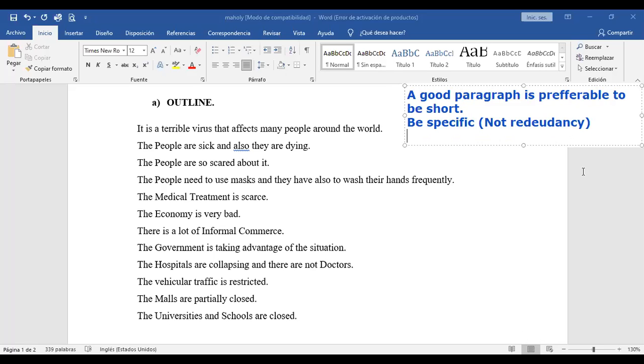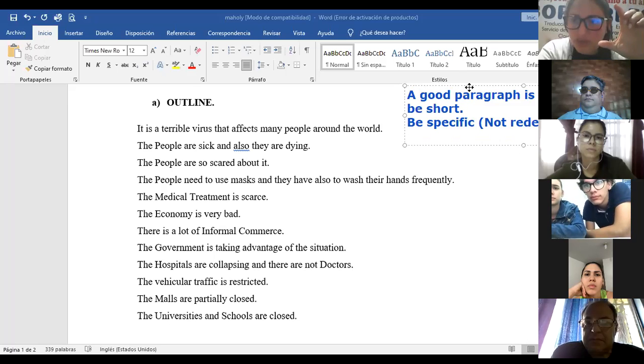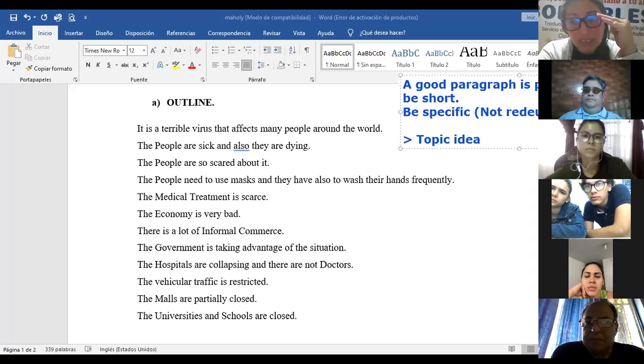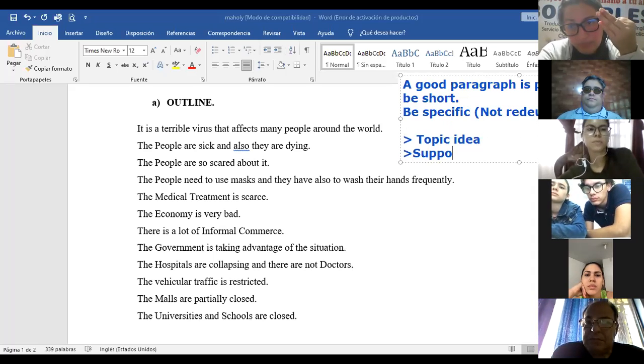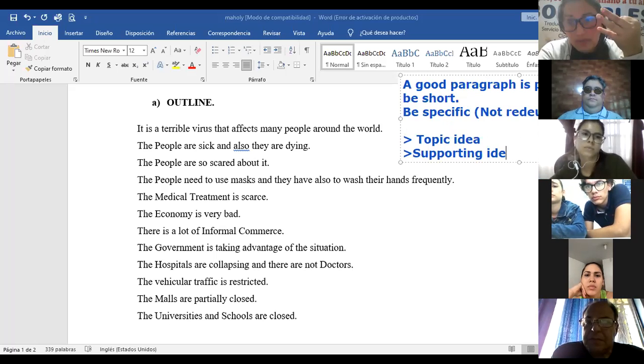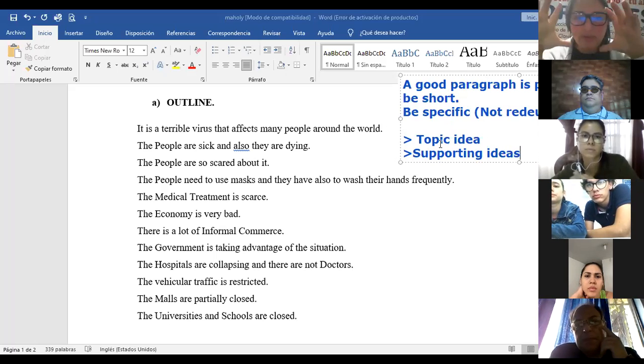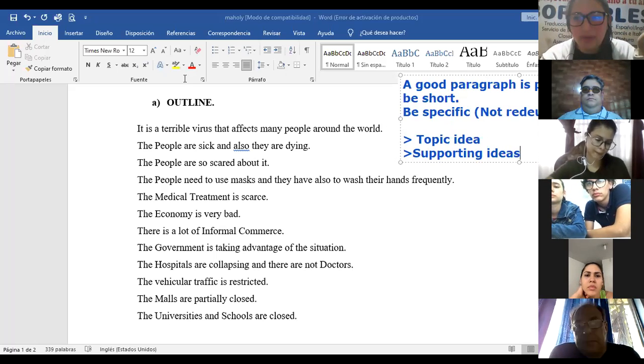Very specific. Okay. So, in this case, if you have the ideas very well organized in your outline, it's going to be easier for you to have the topic idea, para tener la idea tópico, for having the supporting details or supporting ideas and the concluding sentence, okay? A good paragraph, un buen párrafo debe tener esas 3 partes. ¿Cuáles son las 3 partes? Empieza con una idea tópico, que sería la primera oración. Esa primera oración es la que me va a decir de qué se trata ese párrafo.